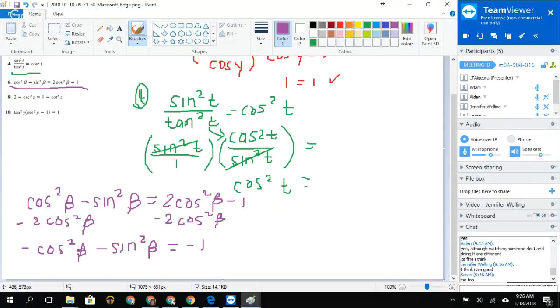Then I just have a whole bunch of negatives, but I can multiply by negative 1 and change them all to positive. And then this is the Pythagorean identity. We know that the sine squared of beta plus the cosine squared of beta is 1. So we just say it equals 1. So that's really it for that.